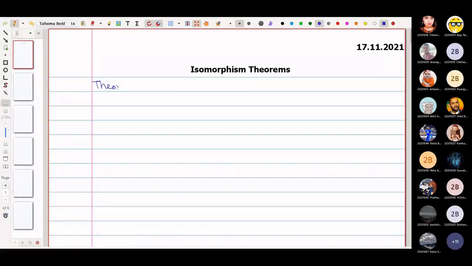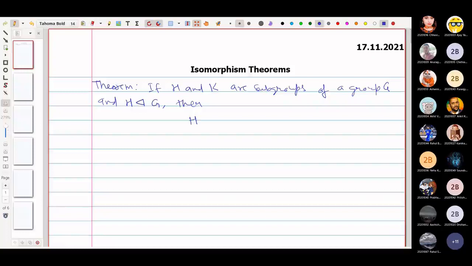So the next result. Let us see what this result says. Next theorem: if H and K are subgroups of a group G, and H is normal in G, then the quotient group HK by H is isomorphic to K by H intersection K. Sorry, K by H intersection K. So this result holds.